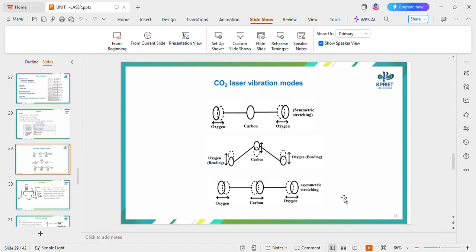Whereas in the bending mode, all the atoms are in movement. When the carbon atom comes below, the oxygen atoms go upwards. So there is always a bending between oxygen and carbon atoms. In asymmetric stretching mode, both the carbon and oxygen are in movement, with the oxygen moving in the opposite direction to that of carbon. In this way, the carbon dioxide molecule moves based on the energy supply. So: symmetric stretching mode, bending mode, and asymmetric stretching mode.